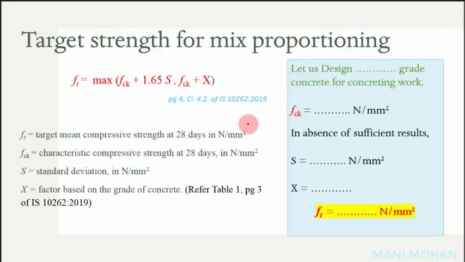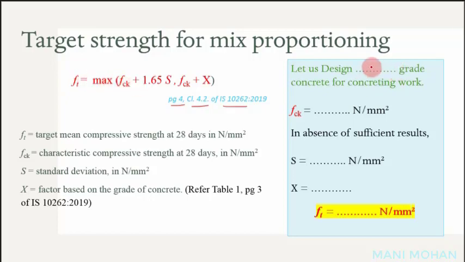Any given grade of concrete is designed for target mean compressive strength. The target mean compressive strength is given as per IS 10262. You can go to page number 4, clause number 4.2. There you are going to find two formulas. Target strength is equal to characteristic strength plus 1.65 times standard deviation, and also target strength is equal to characteristic strength plus a factor X which is based on grade of concrete. Out of these two values for target strength, whichever is maximum, that is the target strength for which you are going to design the given grade of concrete.